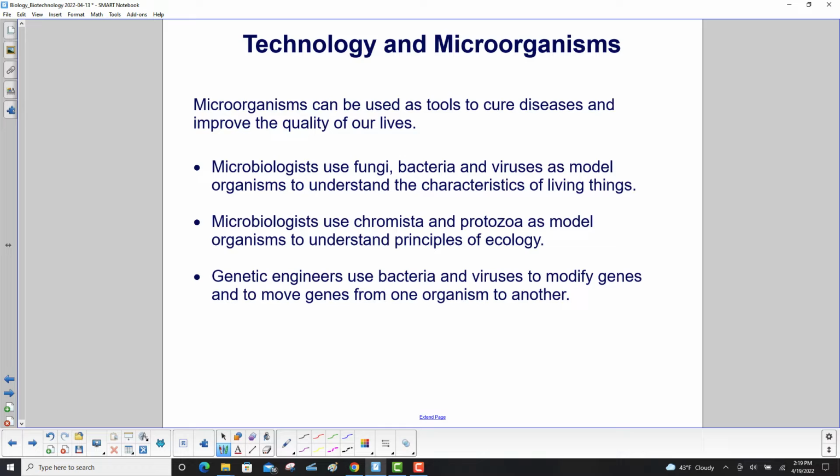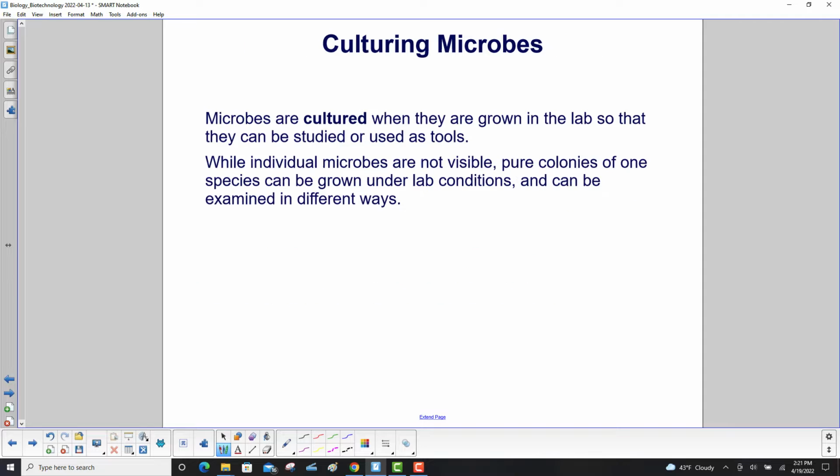Microorganisms can be used as tools to cure diseases and improve the quality of our lives. They use fungi, bacteria, and viruses as model organisms to understand the characteristics of living things. They use Chromista and Protozoa as model organisms to understand principles of ecology. Genetic engineers use bacteria and viruses to modify genes and to move genes from one organism to another.